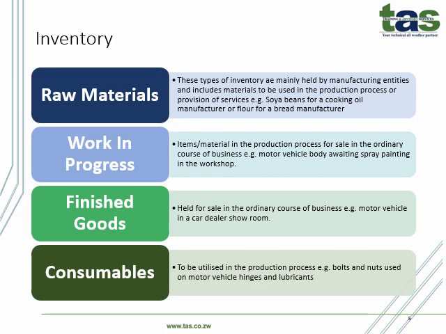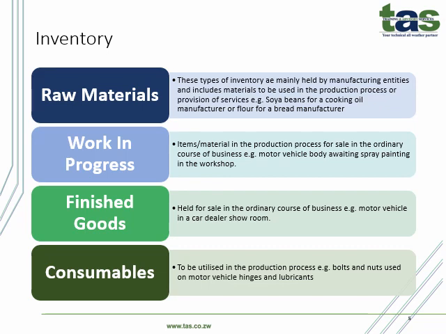Work in progress. These are items or materials in the production process for sale in the ordinary course of business. For example, a motor vehicle body awaiting spray painting in the workshop. Work in progress constitutes items that would not yet be complete but would have started within the production process.